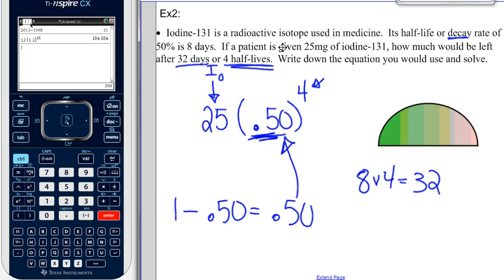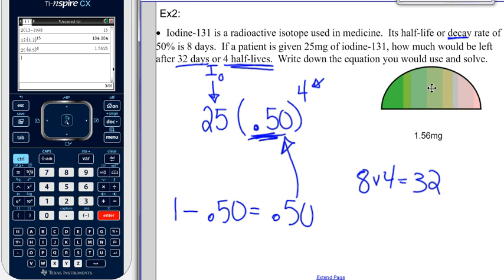Okay, so here's what we've got set up for ourselves. We can simply plug that into our calculator. 25 times 0.5 to the 4, and we should get about 1.56. Originally, our measurement was given to us in milligrams, so we know this is also 1.56 milligrams.